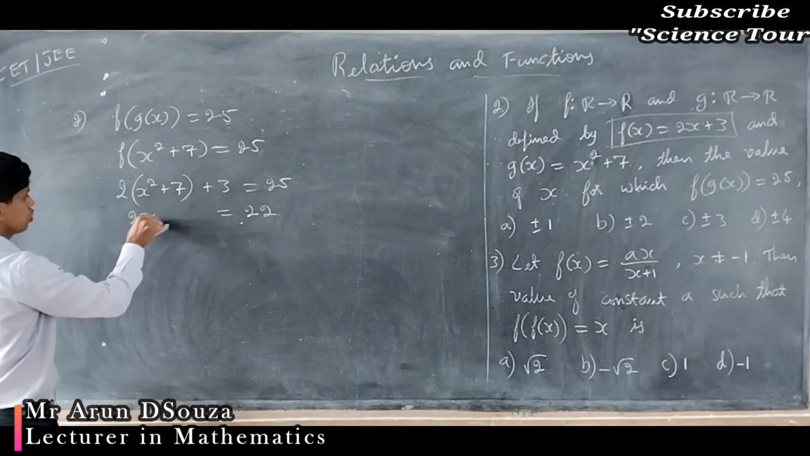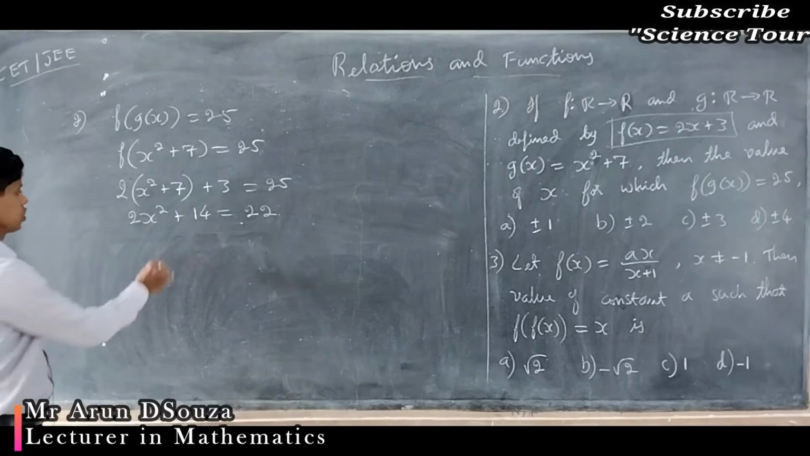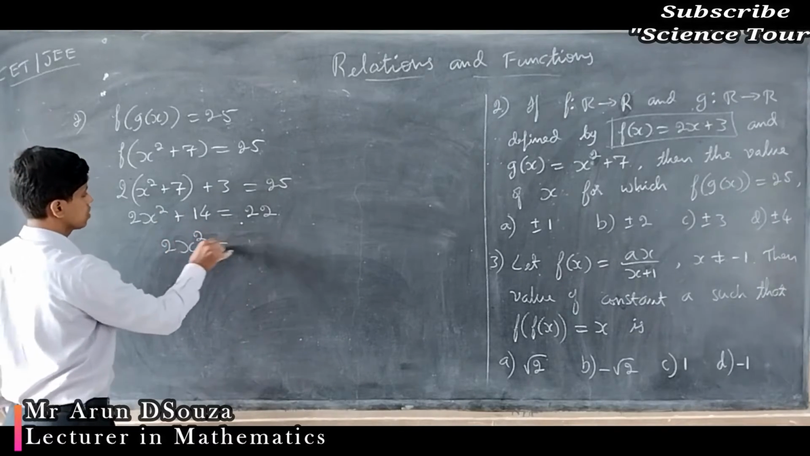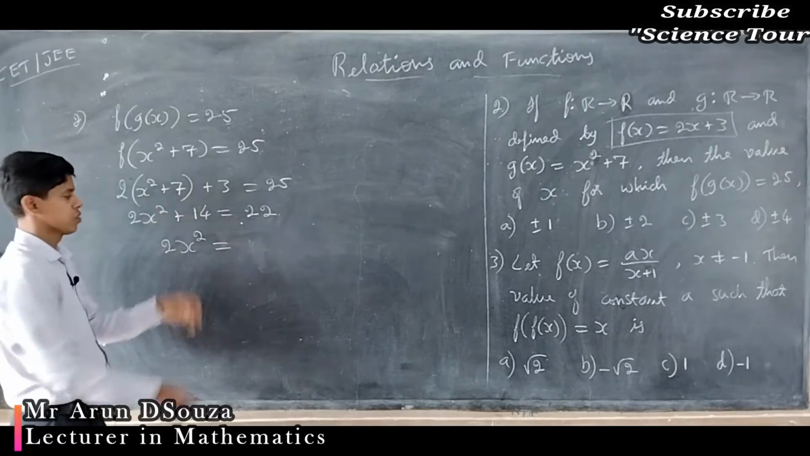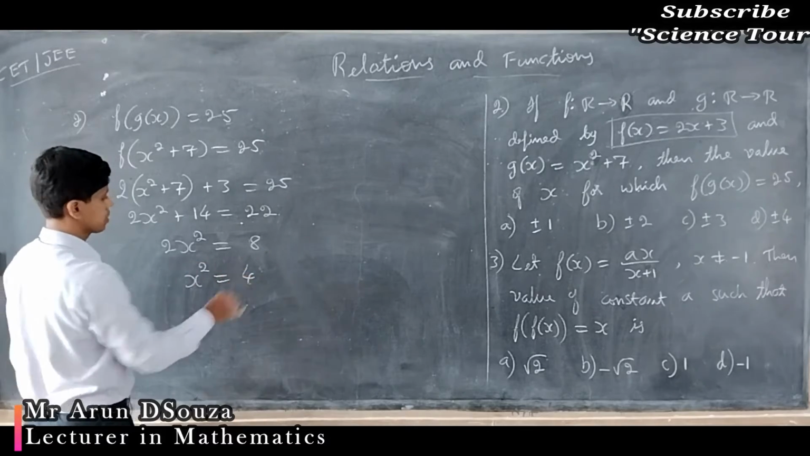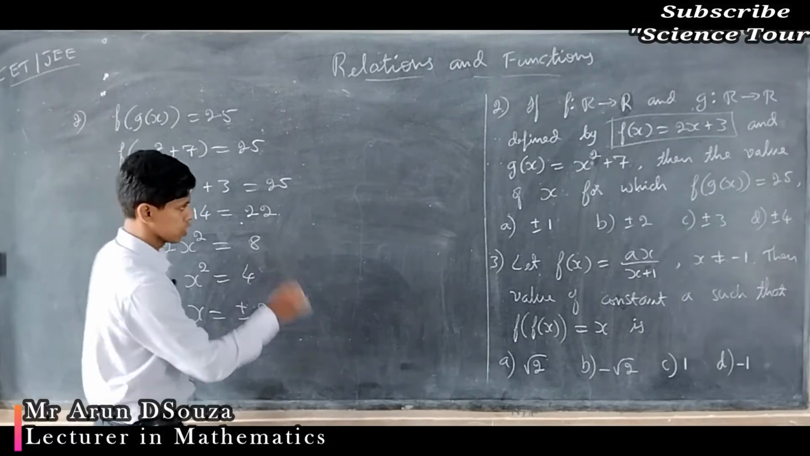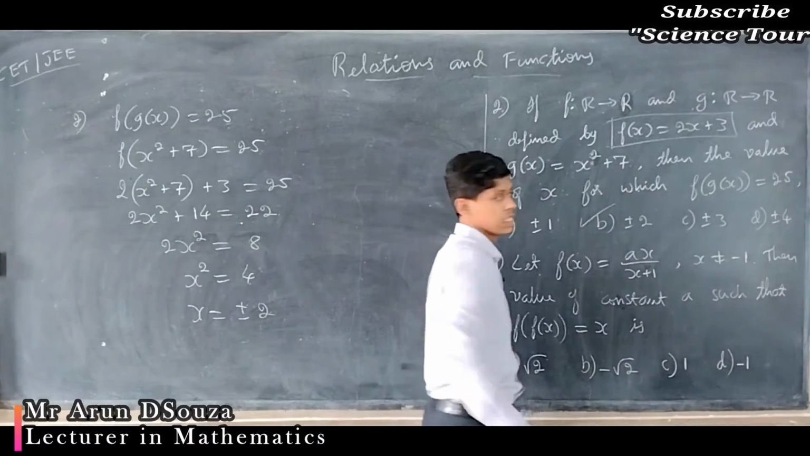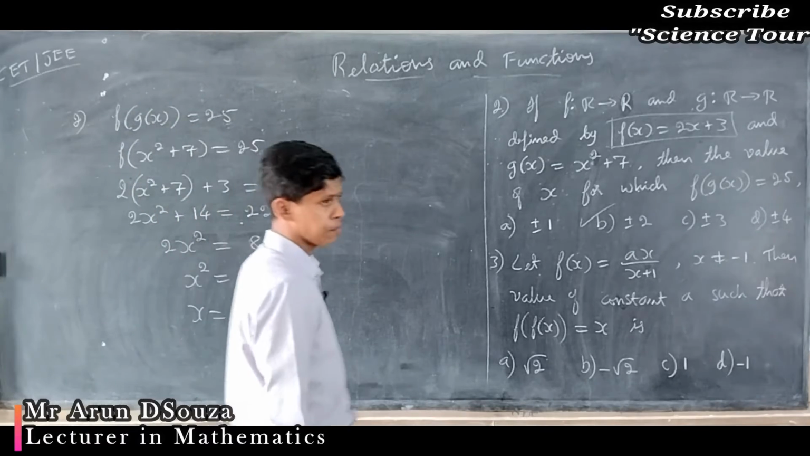Multiply this 2, so 2x square plus 14. Yes, so what is 2x square? 22 minus 14, so that is 8, and hence x square is 4, which means x is equal to plus or minus 2, and that's in the second option. That's the answer we were expecting.